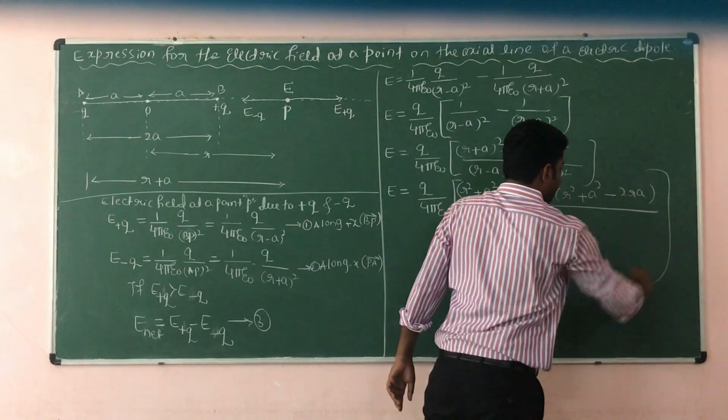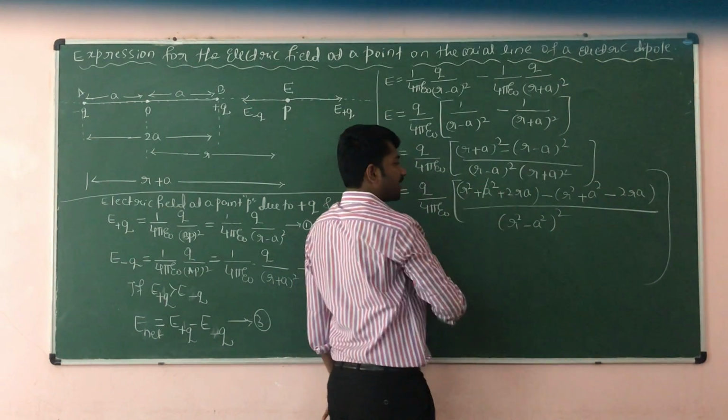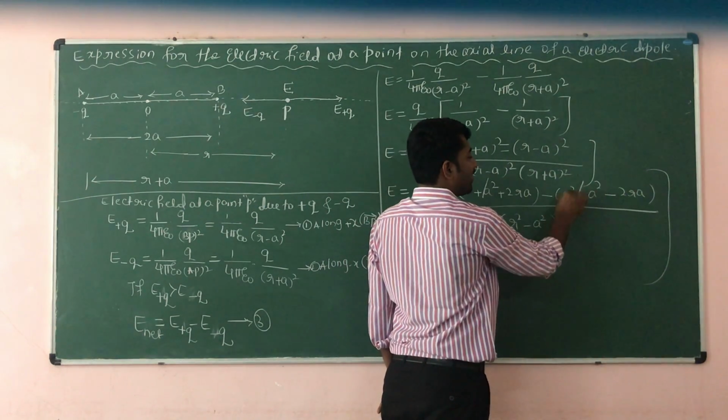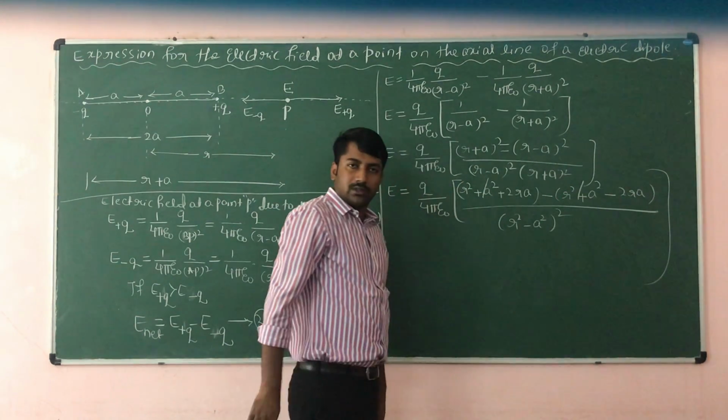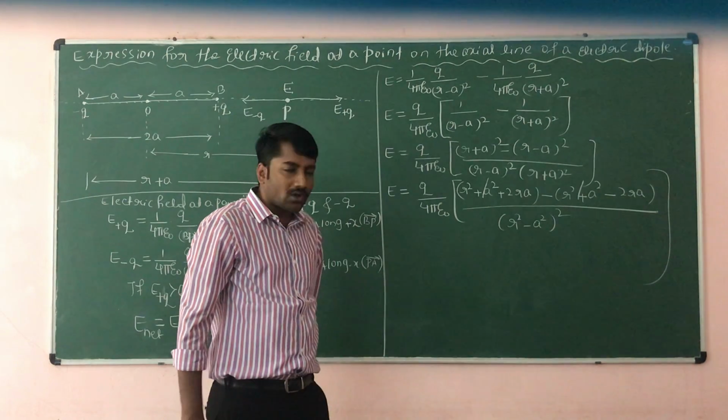Now you get this equation. But here R square plus A square and minus R square plus A square, when you combine them, they become negative. These two values cancel each other.